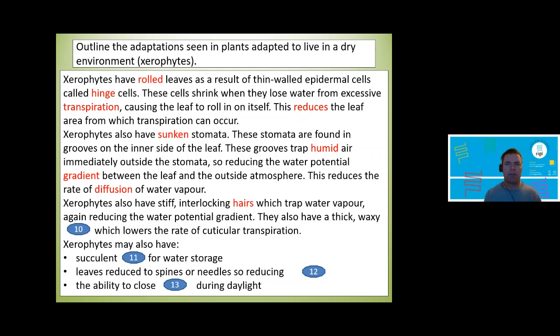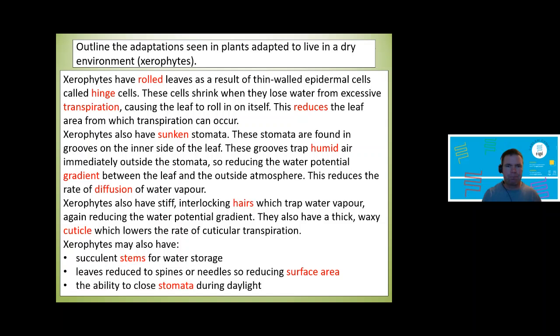They also have a thick waxy cuticle which lowers the rate of cuticular transpiration, or evaporation through the cuticle. Xerophytes might also have succulent stems for water storage. Leaves reduced to spines or needles, so reducing surface area and the ability to close stomata during daylight.